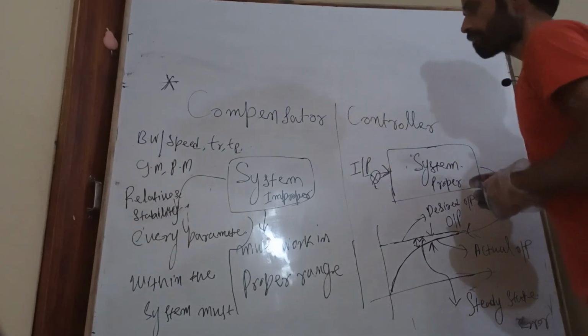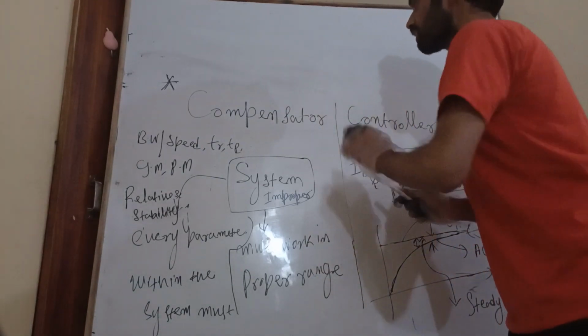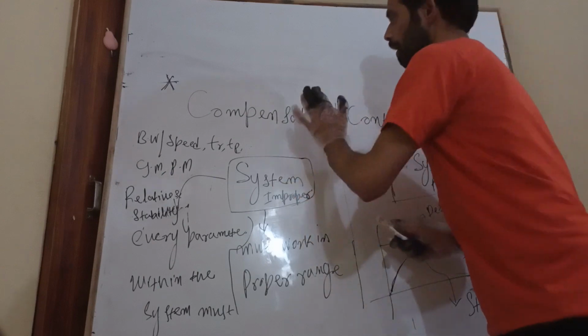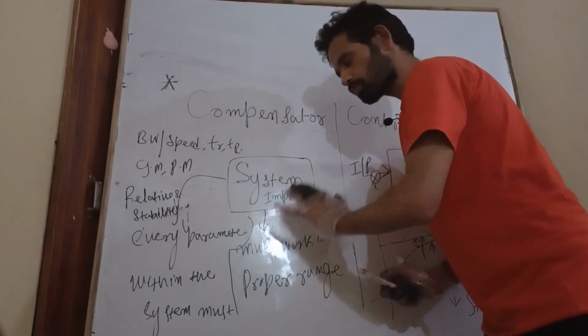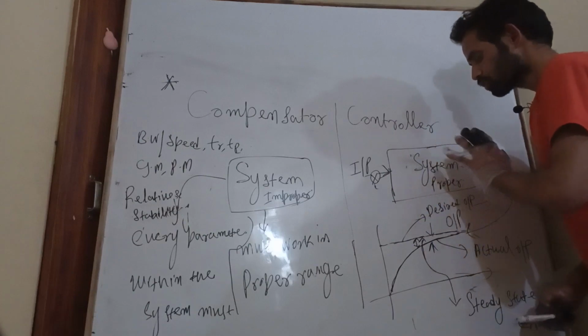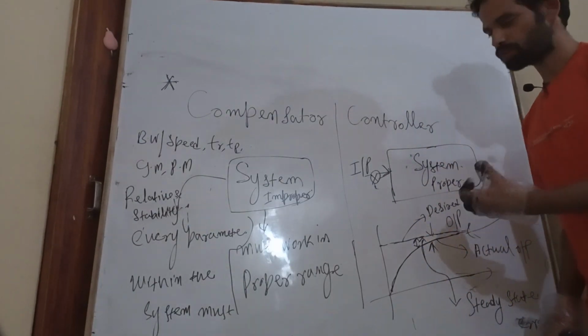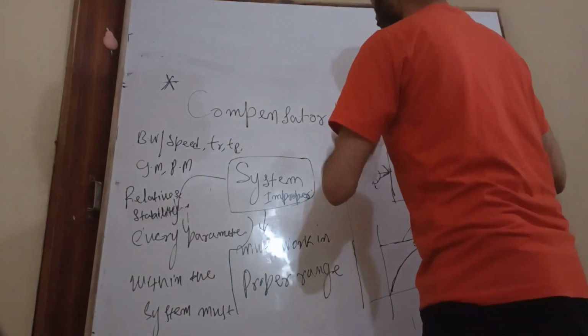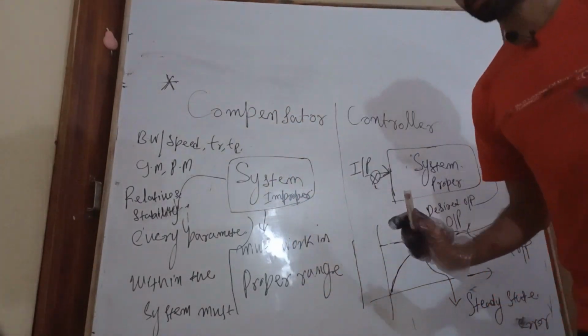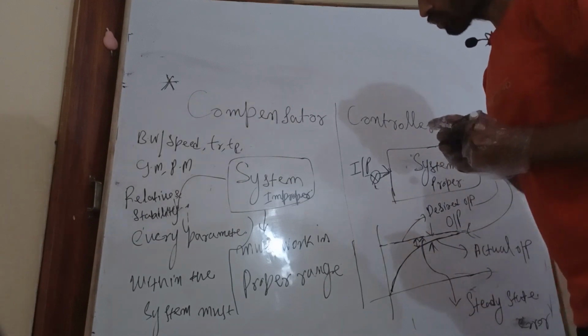The final conclusion is that the compensator is required to make the system proper, and the controller is required to reduce the steady state error in the system once the system is proper. So that is about compensator and controller.